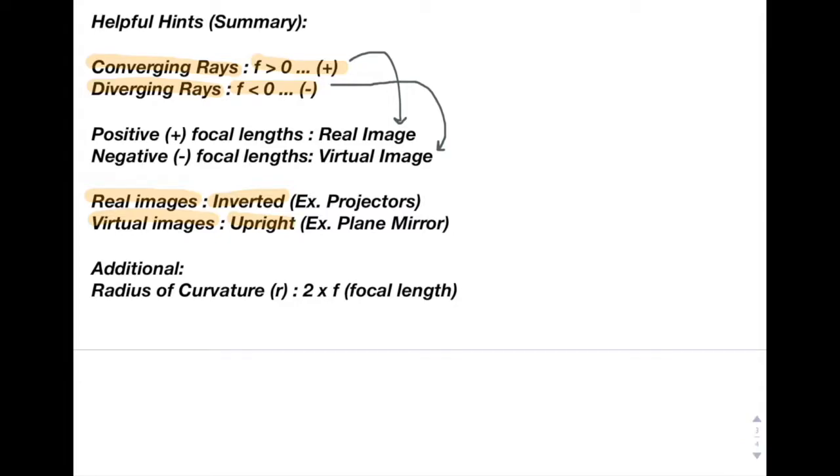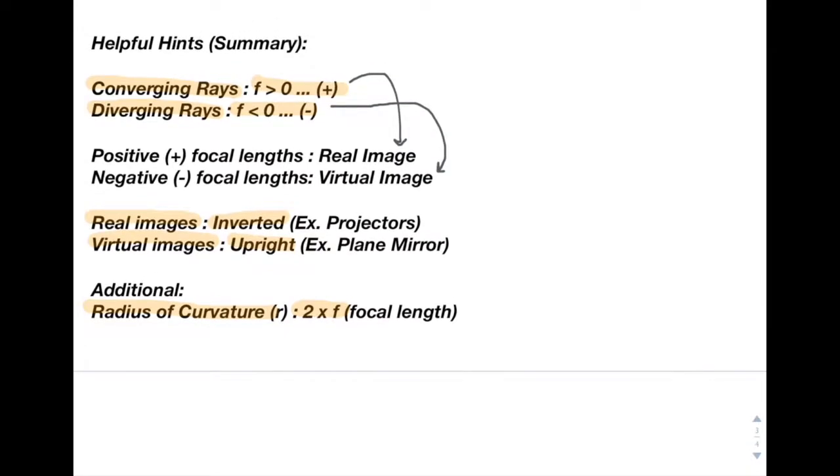One last additional thing that I'd like to add into this video is that if you ever encounter the radius of curvature for a spherical mirror or spherical lens, the radius of curvature is exactly 2 times the focal length. So in this video, this covered all of the very basics for concave and convex lenses and mirrors, and how these lenses and mirrors will either converge or diverge light.